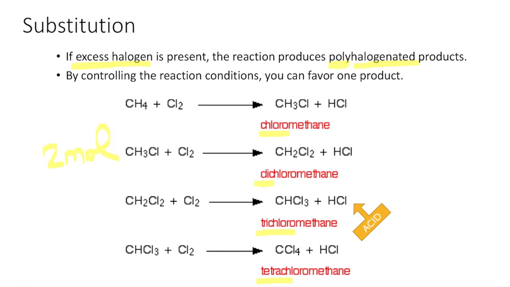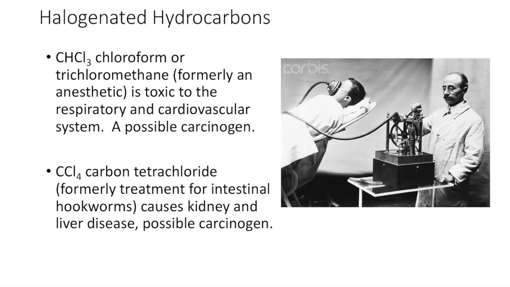It's also important to remember that the more chlorine that you add, 2 or more moles, you're going to get 2 or more moles of hydrochloric acid that's going to be formed along with that. So scientists can actually control the reaction conditions to favor one of these products if this is what they're looking for. So what are halogenated hydrocarbons that you might encounter?